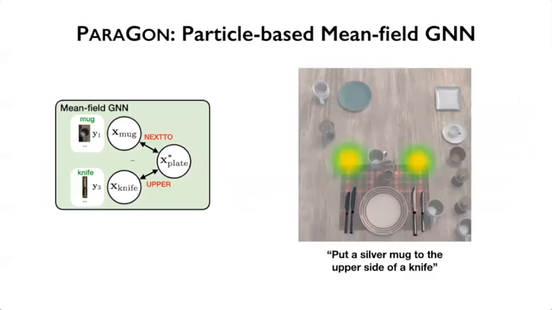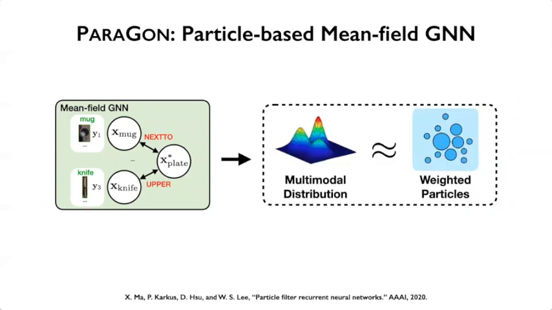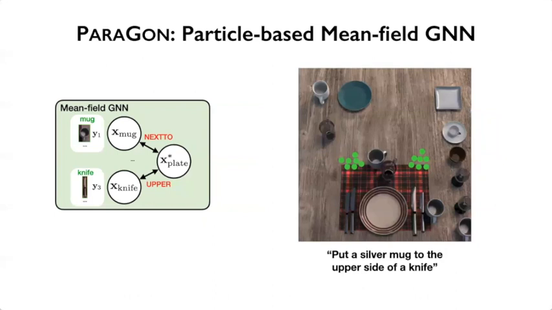As an ambiguous reference expression can be grounded to multiple semantically identical objects, the distribution of correct placement could be multimodal. We represent a distribution of object positions by a set of non-parametric particles throughout the message passing. The particle-based representation can adapt to the uncertainty of instructions with referential ambiguity.